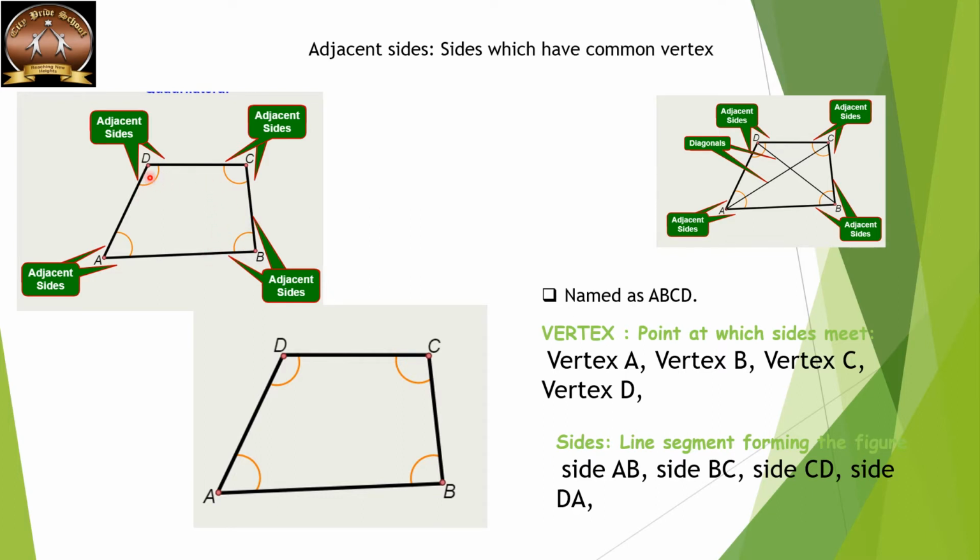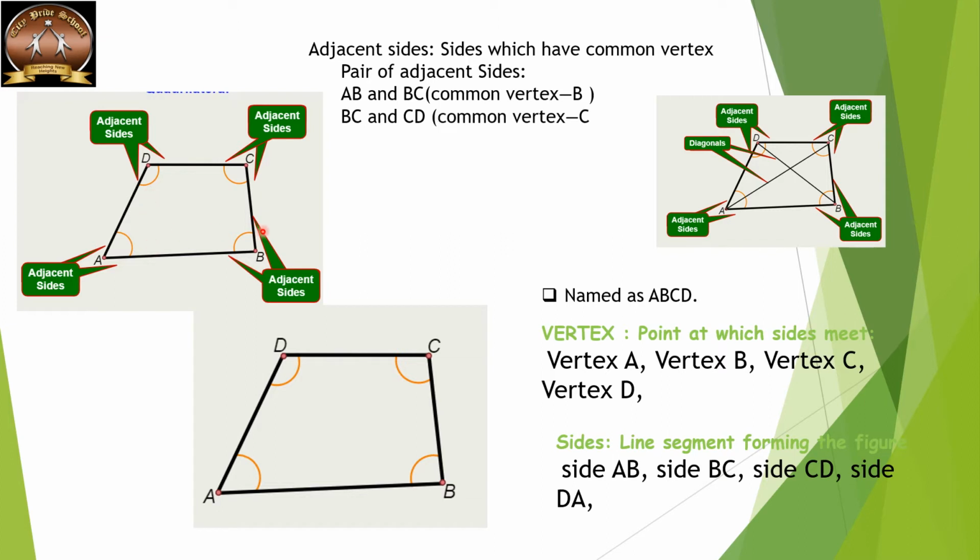In adjacent sides, we will always find one common vertex. We will have four pairs of adjacent sides in a quadrilateral. Like in AB and BC, we have B as a common vertex. BC and CD, we have C as a common vertex. CD and DA, we have D as a common vertex. And AD and AB, we have A as a common vertex.